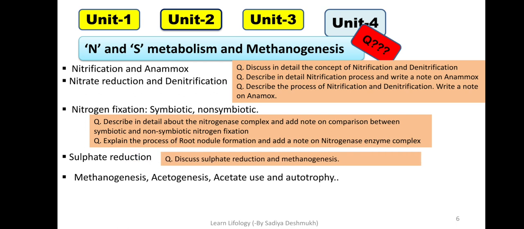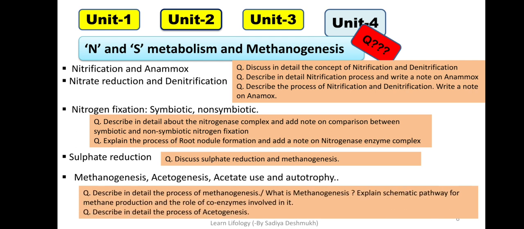After that, from sulfate reduction, discuss sulfate reduction and methanogenesis. And again, separately from methanogenesis, describe in detail the process of methanogenesis. Here you have to write the process in detail with mechanism. Then sometimes the schematic pathway is also asked, schematic pathway for methane production and the role of coenzymes. And also the question is asked to describe in detail the process of acetogenesis. So these were the major questions from all the 4 units.